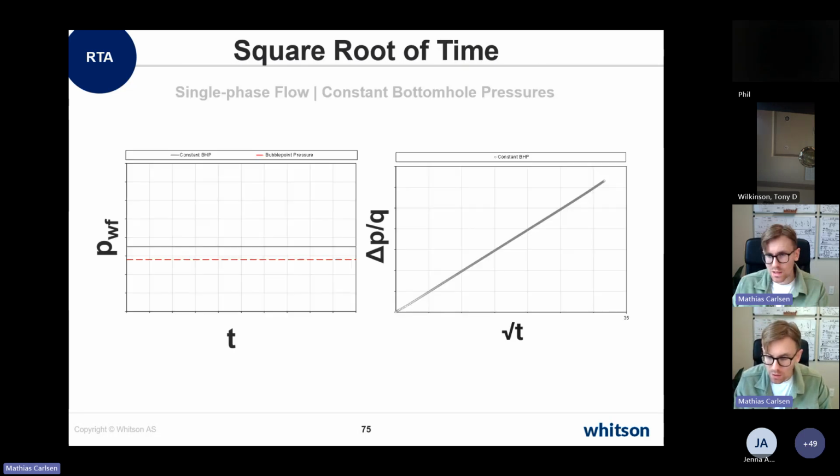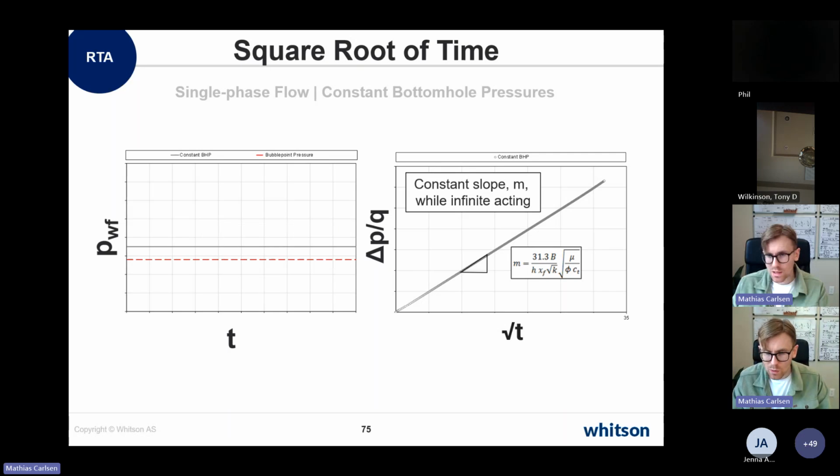The square root of time plot works extremely well when you're dealing with constant pressure above the bubble point. So that's single-phase flow at constant pressure, the simplest thing. What the square root of time plot gives you is that as long as you're infinite acting, you should see a straight line on this plot. If you're seeing any boundary effects, you just start to bend upwards like this. So far, so good. And the slope here is what gives you the LFP.